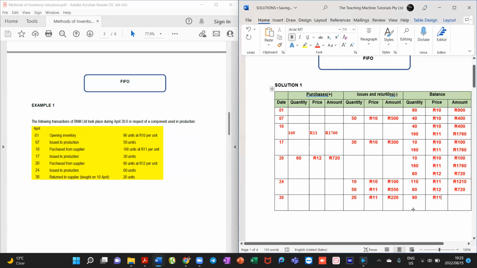And then the third batch will remain unchanged. 12 rands. And then the answer here, the total amount is 720. Okay, how much is 90 times 11 rands?